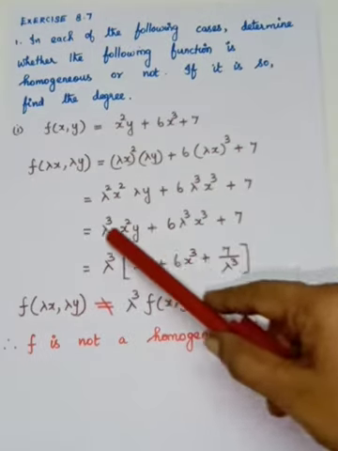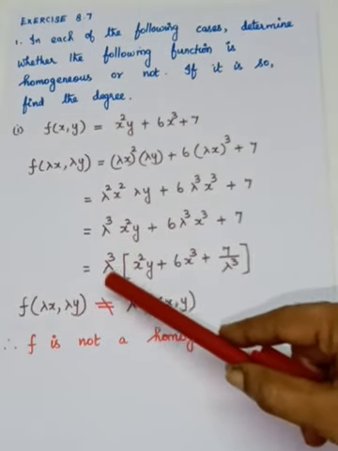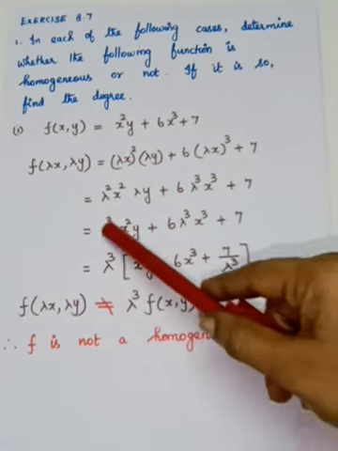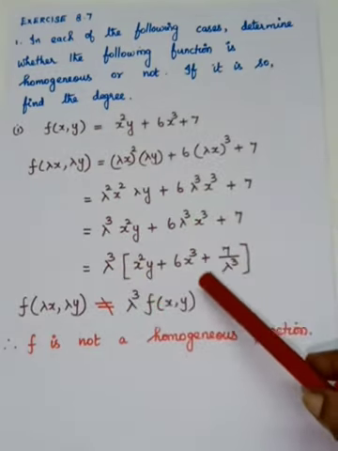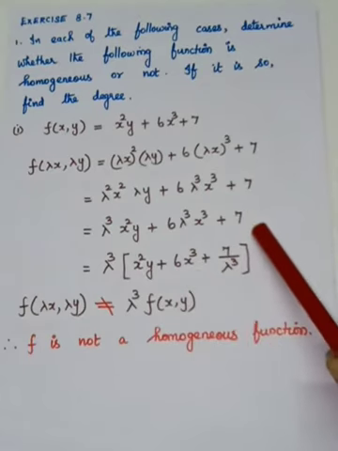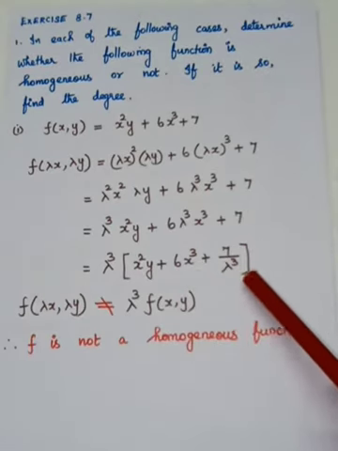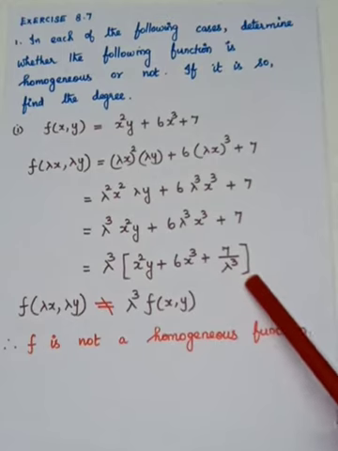So you see that from all the terms we have to take λ cube out. If so, the first term will become x squared y, the second term will become 6x cube, but here there is no λ cube, so it has to be divided by λ cube, so 7 by λ cube.